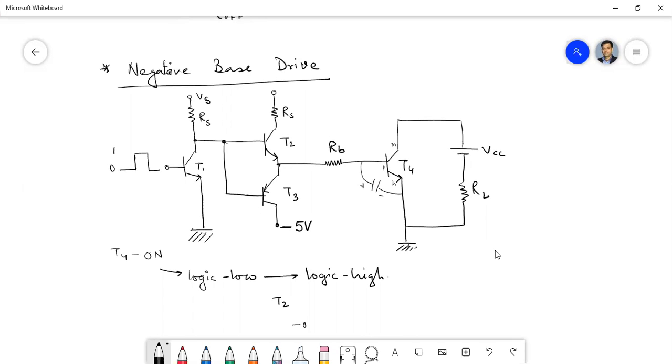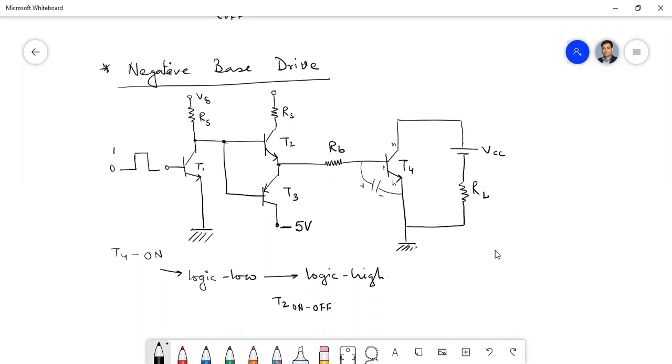So T2 will go from on to off. Once the T2 is off, how will the parasitic capacitance discharge then? If T3 is also off, it is not possible. But if you can make T3 on, then the parasitic capacitance can be discharged, isn't it? Are you getting?